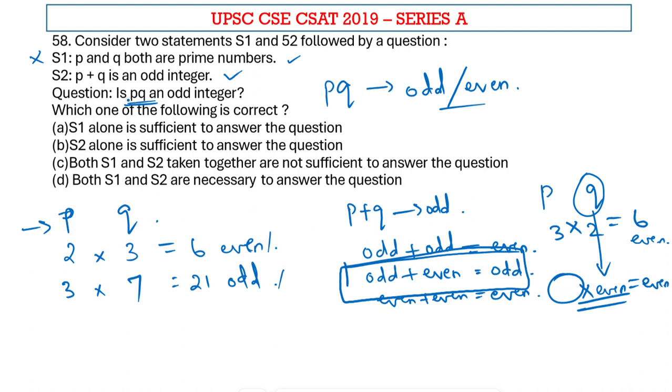Therefore, P into Q is not an odd integer. With this statement alone, we said that P into Q is not an odd integer. Therefore, statement 2 alone is enough for us to answer the question. So option B is the right answer.